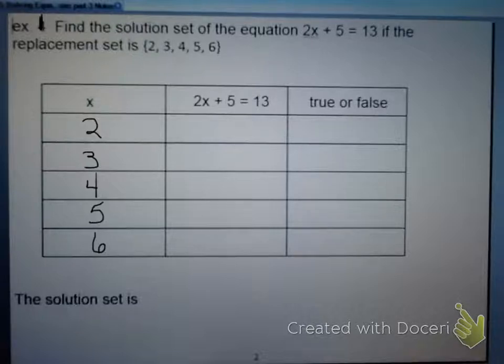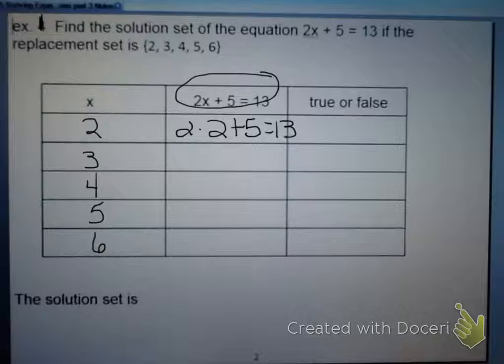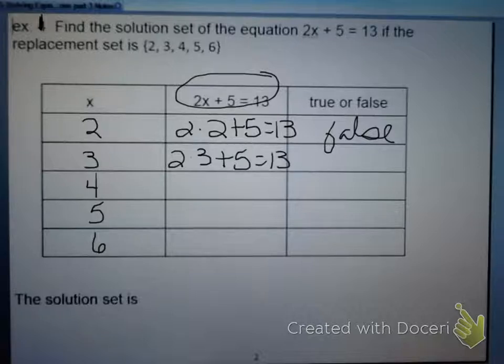So into this equation, the very first one, we're going to plug in a 2. 2 times 2 is 4, plus 5 is 9. Does 9 equal 13? No. So that is a false statement. Now let's try 3. 2 times 3 plus 5. 2 times 3 is 6, plus 5 is 11. Does 11 equal 13? No. So that is also false.